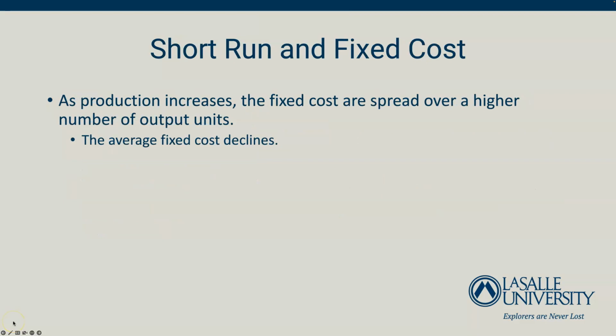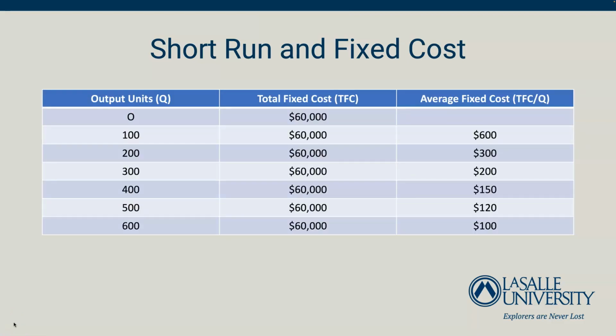As production increases, the fixed costs are spread over a higher number of output units. And in that sense, the average fixed cost is going to be declining with the number of patients served. For instance, we have output units Q shown here, and we have a given total fixed cost. We can see that the average fixed cost, or total fixed cost divided by Q, is going to be falling with the number of output units.